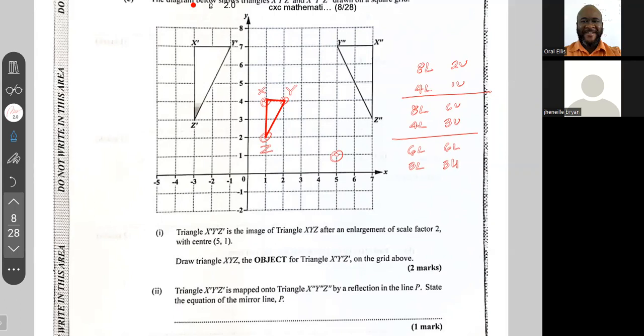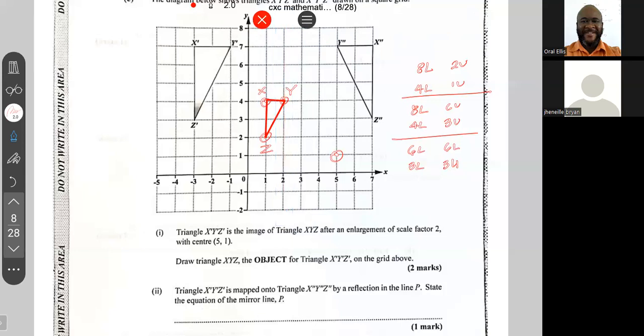The mirror line is in the dead middle between the object and the image in a reflection. So this is 1, 2, 3, 4, 5, 6. So if it is 6, the mirror line is going to be 3. It's in the dead middle, so it would be 3 from any one of these. It would be 3 units from Y prime or Y double prime. 1, 2, 3. This is the mirror line. Now, the mirror line is the line P.